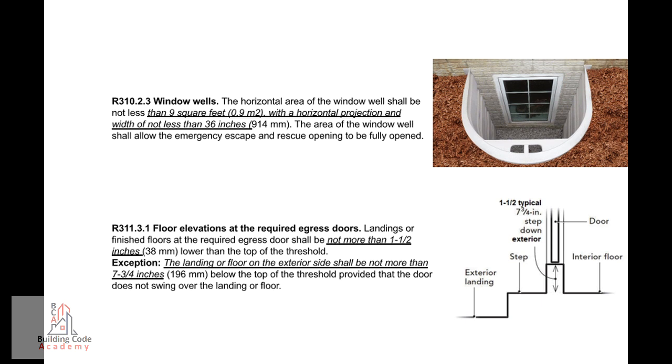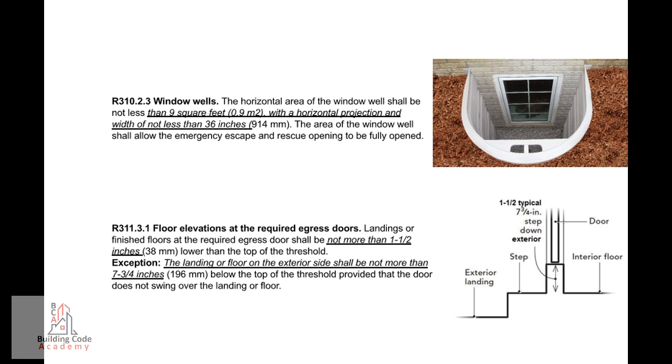R310.2.3 Window wells. The horizontal area of the window well shall not be less than 9 square feet, 0.92 square meters, with a horizontal projection and width of not less than 36 inches, 914 millimeters. The area of the window well shall allow the emergency escape and rescue opening to be fully opened.